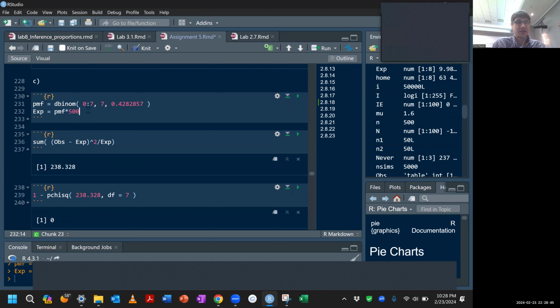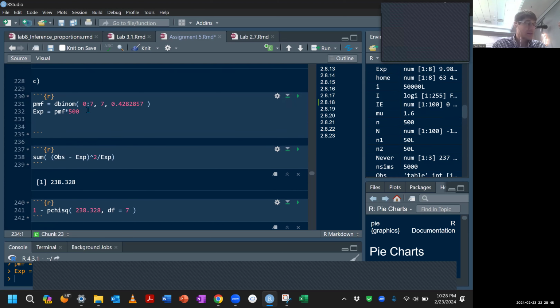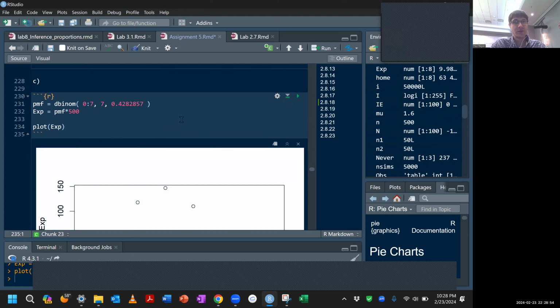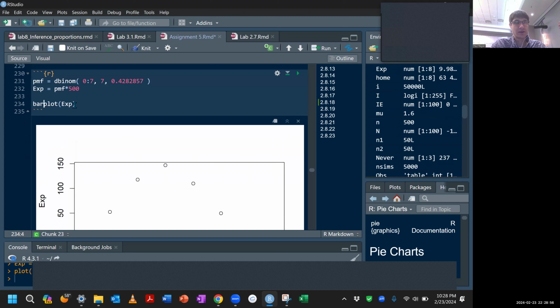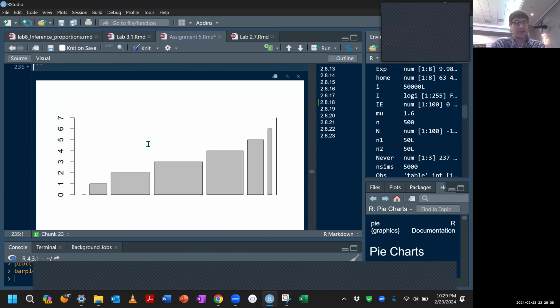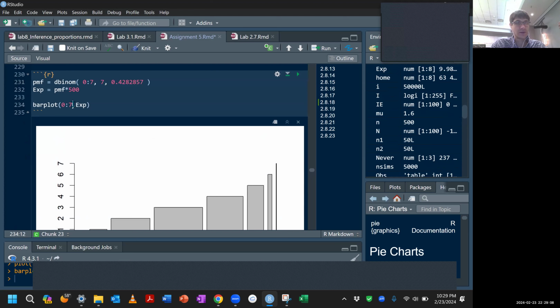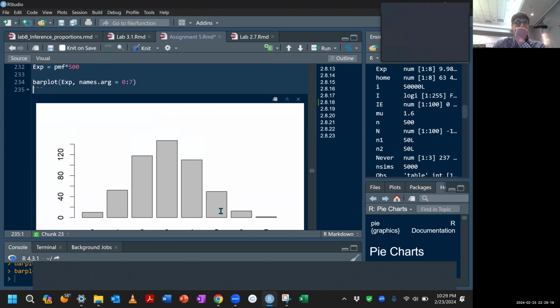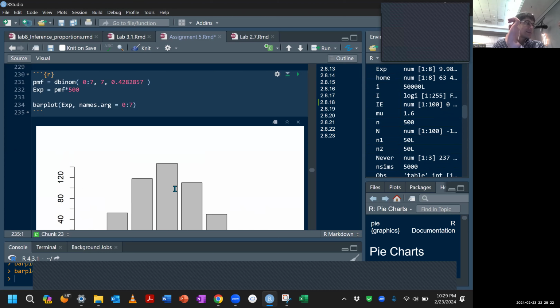This probability mass function I use to get my expected counts. If I'm going to plot that, I should do a bar plot. X is 0 to 7. Am I doing something wrong? Oh yeah, it's just one variable, and then I say names.arg is 0 to 7. I think that should do it. Yeah, so that's my binomial distribution. This is what I'd expect to see if I were sampling from a binomial distribution with the same probability of success.